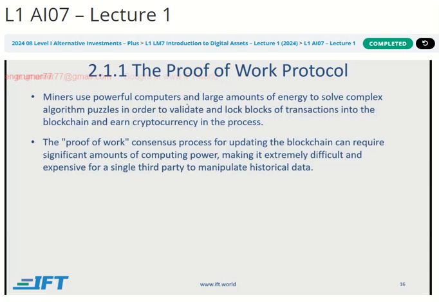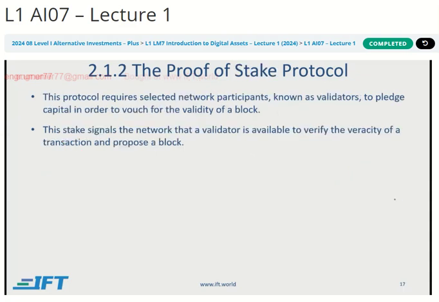Anyways, so proof of work, how does it work? You have your miners with powerful computers. They, by the way, use the NVIDIA chips, I believe. So NVIDIA has been going up as well. Yeah, they use significant amounts of computing power, making it difficult for a single third party to manipulate historical data. Well, I would add here, difficult but not impossible. Take a look at Google's quantum computer. So that might be very bad news for Bitcoin.